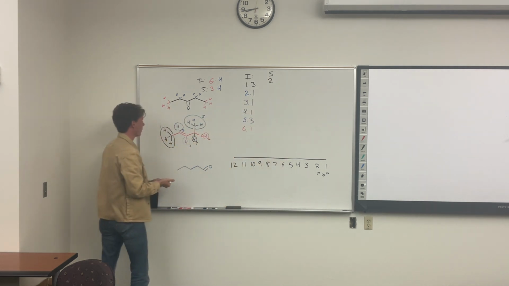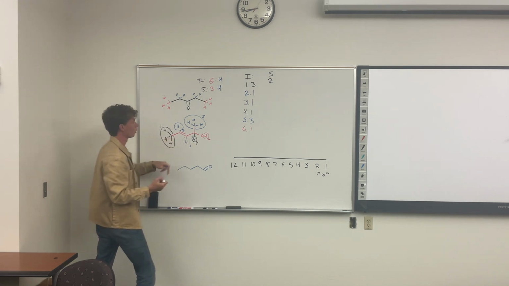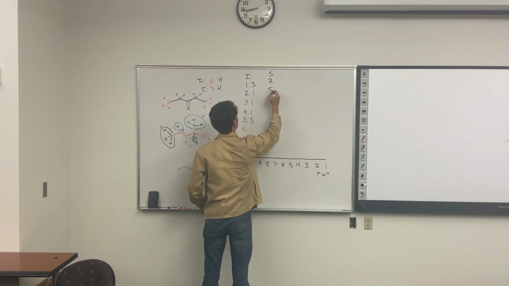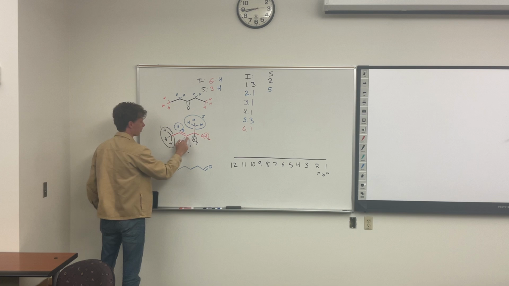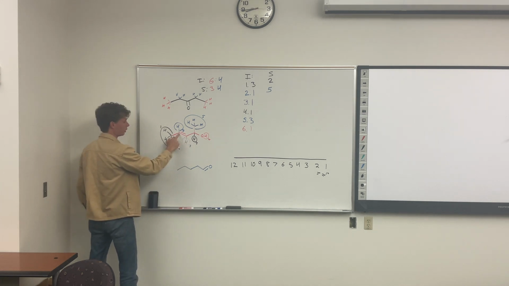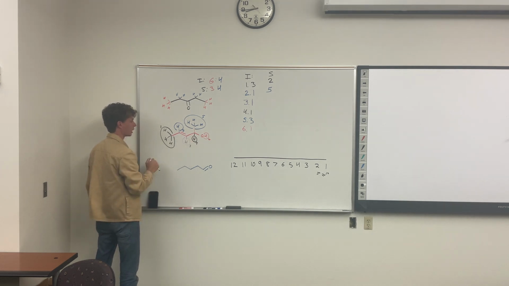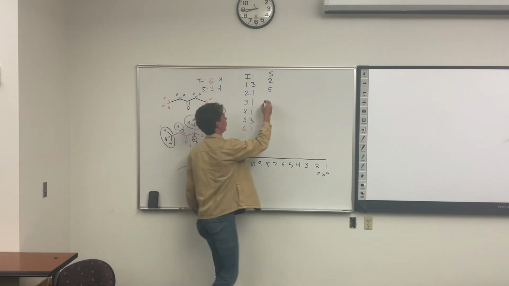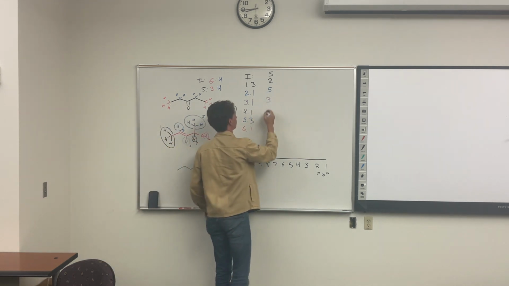Blue carbon, how many beta hydrogens do we have? Correct, 4. 1, 2, 3, 4. 4 plus 1, split into 5. Purple hydrogen, how many beta hydrogens do I have? 1 on the left, and then 1 on the right. 2 plus 1, 3, split into 3 groups.